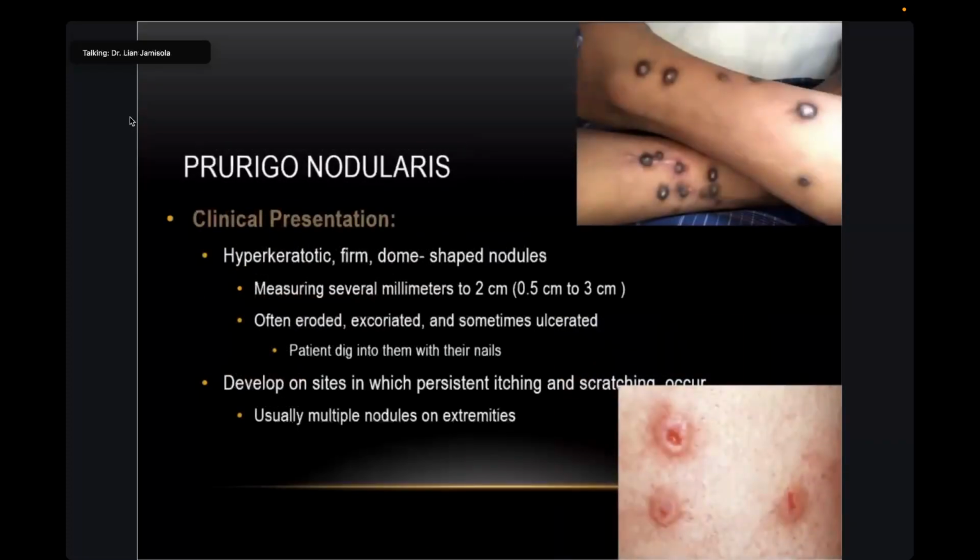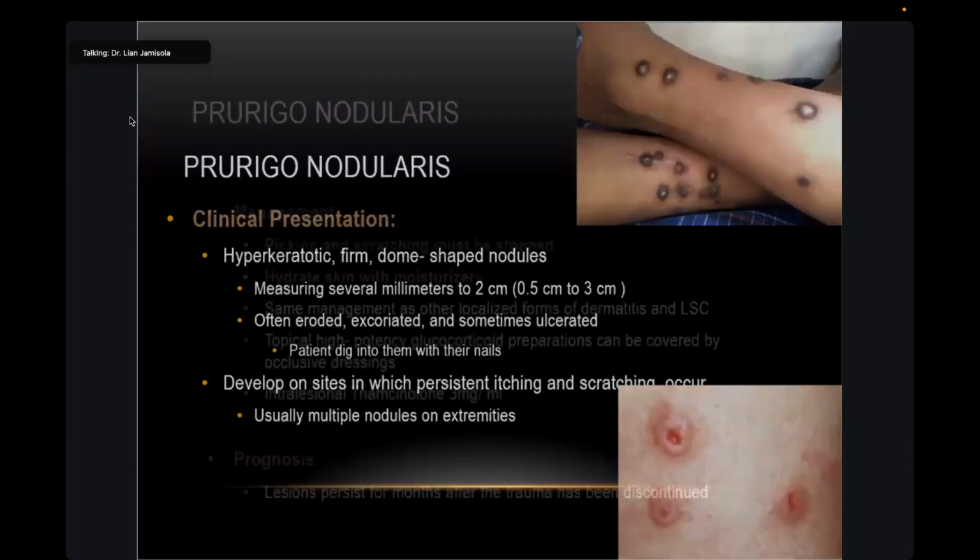Okay, so it presents as hyperkeratotic, meaning rough. The nodules are not smooth, they're rough. They're firm, dome-shaped nodules. And often eroded, excoriated and sometimes ulcerated like this one, because they keep digging into them with their nails. These develop on sites in which there's persistent itching and scratching. And usually there are multiple on extremities. Unlike with your LSC, where we only see solitary or few lesions, here usually we see multiple lesions.